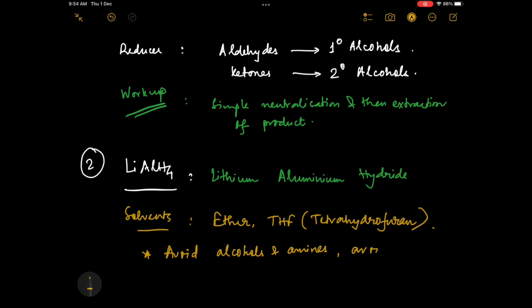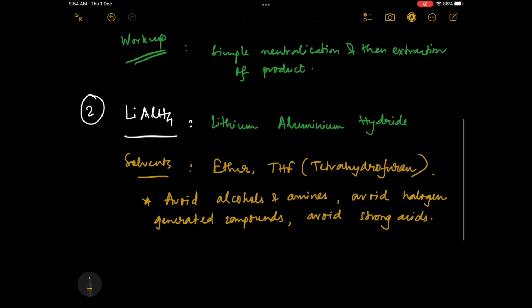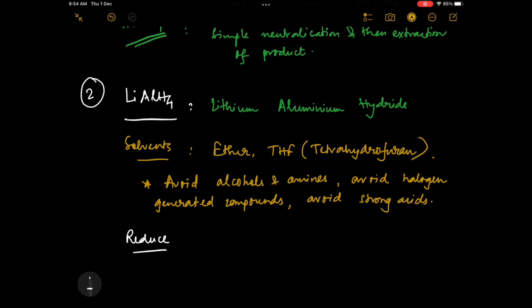Strong acids once again should be avoided, and alcohols and amines in the solvent should also be avoided because they would be reacted with. Halogenated compounds should also be avoided. And similar to sodium borohydride, strong acids should be avoided.